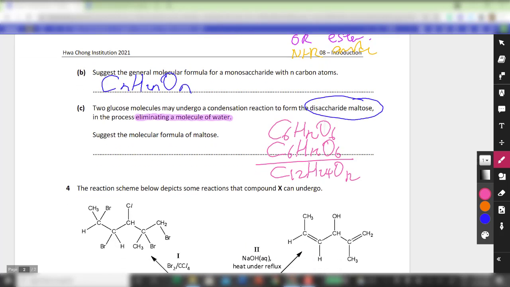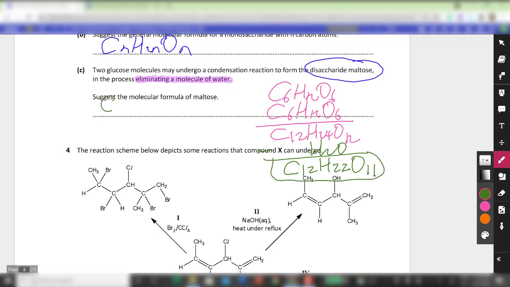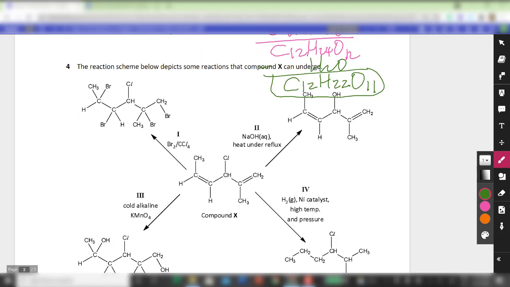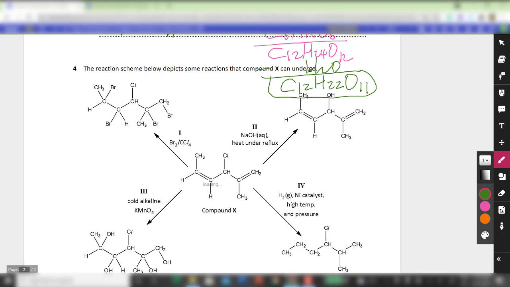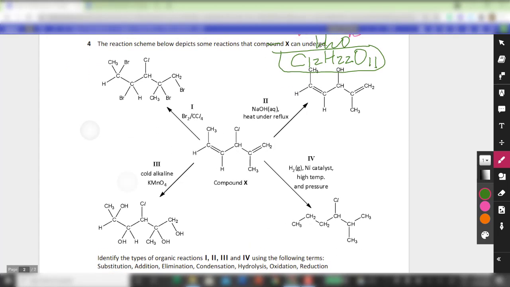C12H24O12, and then finally you are required to eliminate a water molecule from here, so you end up with C12H22O11. So this will be the formula for maltose, C12H22O11. Okay, so that's about it for question 3. Next, we look at question 4.